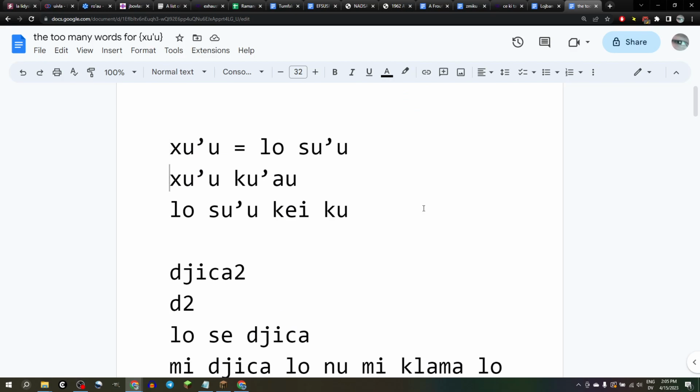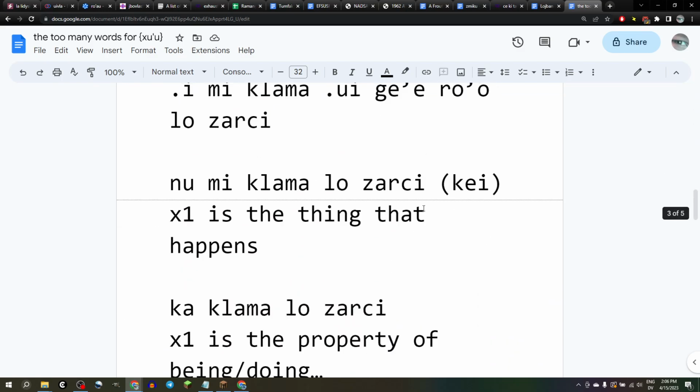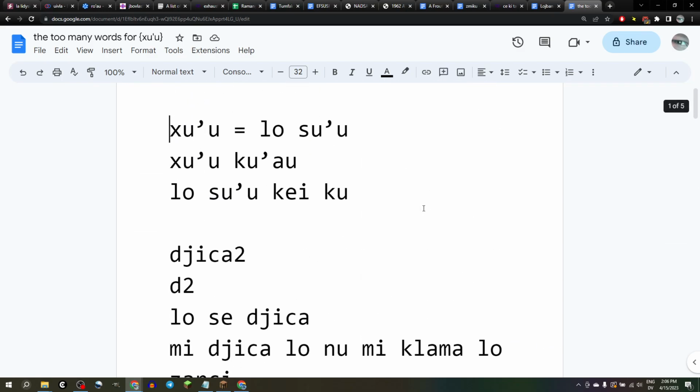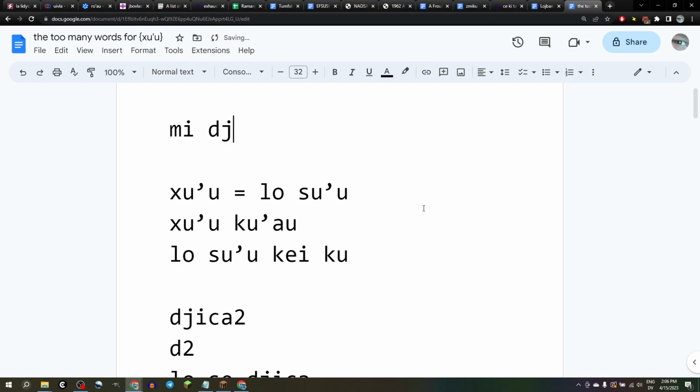So then the xu'u leaves the discussion. Now, right now, I'm bothering to explain to you all of these different kinds of abstraction and their history and context, and I'm bothering to say them lately. But before, at a certain point, I didn't feel like it. And so I started to say lo xu'u. Mi jisha lo xu'u klama lo zarshi.